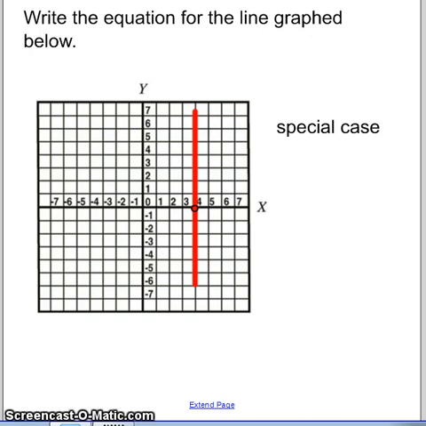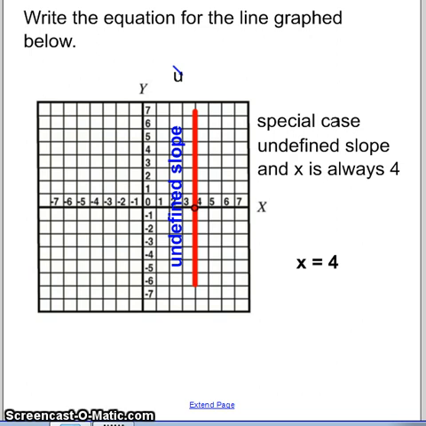This is a very special case. We've already said that the slope of this line is going to be undefined. It has an undefined slope. We really can't say what y is equal to, but we can say that in every point on this line, x is equal to 4. So when you have a vertical line, that's the time that your equation starts with x equal instead of y equal. X is equal to 4 here.